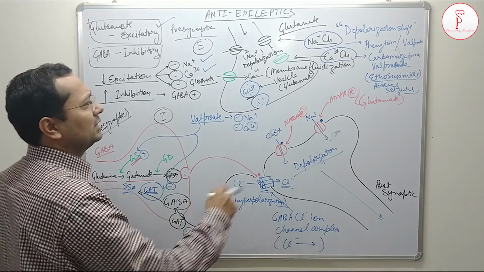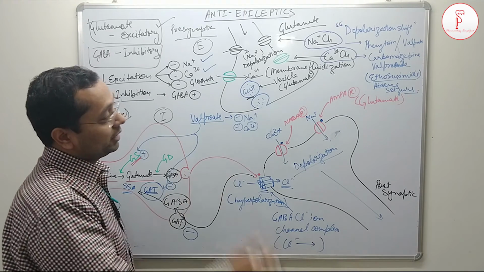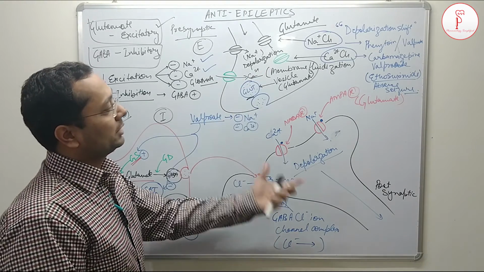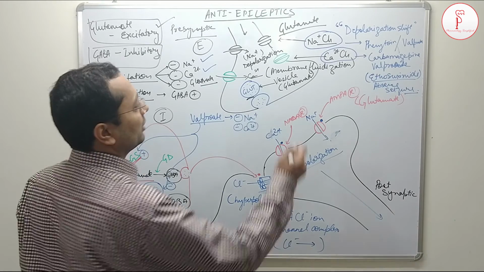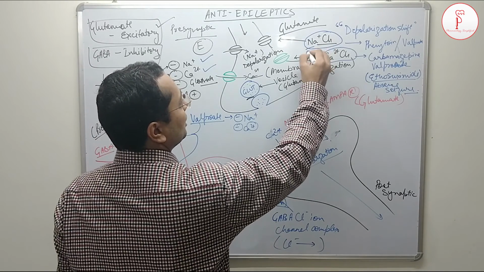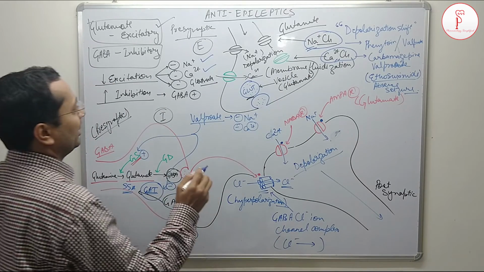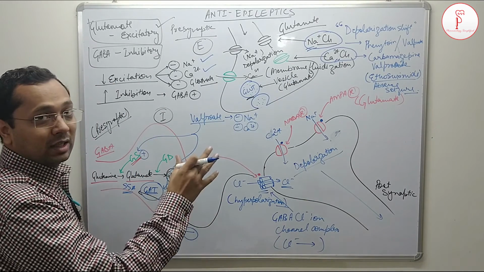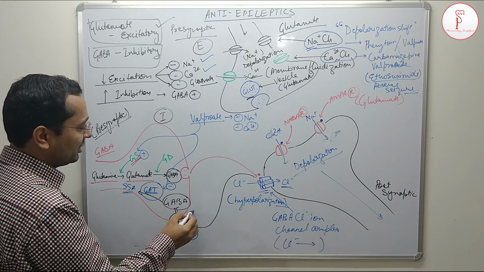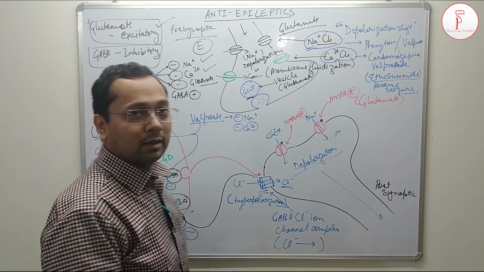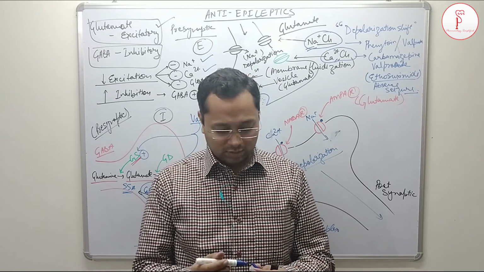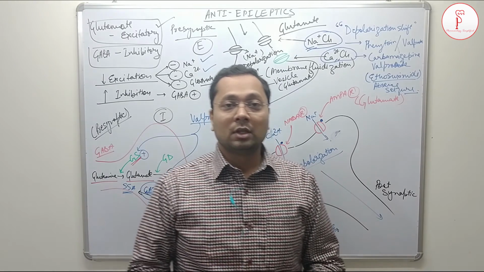So these are the sites that we can utilize for the management of epilepsy, right? We have reduced the excitation, and we have increased the inhibition by increasing the activity of GABA, right? So with this, I would like to end this video.